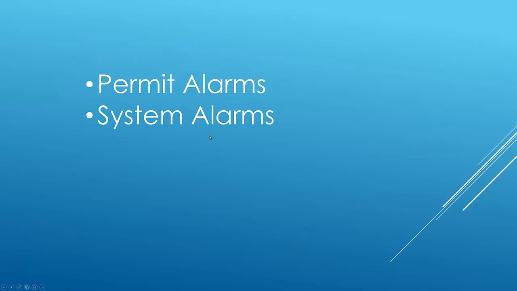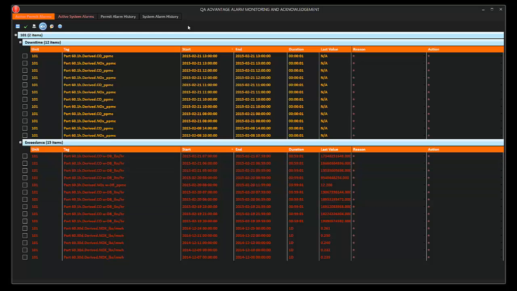Alarms are categorized into two major classifications: permit alarms and system alarms. Permit alarms relate to SEMS downtime and excess emission events that pertain to permit limits. System alarms relate to system process and data acquisition status, as well as real-time predictive warnings relating to emission limits. Let's take a look at the application.